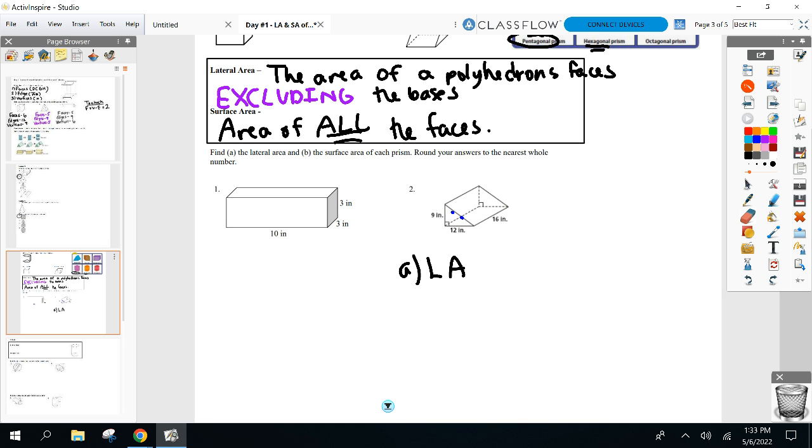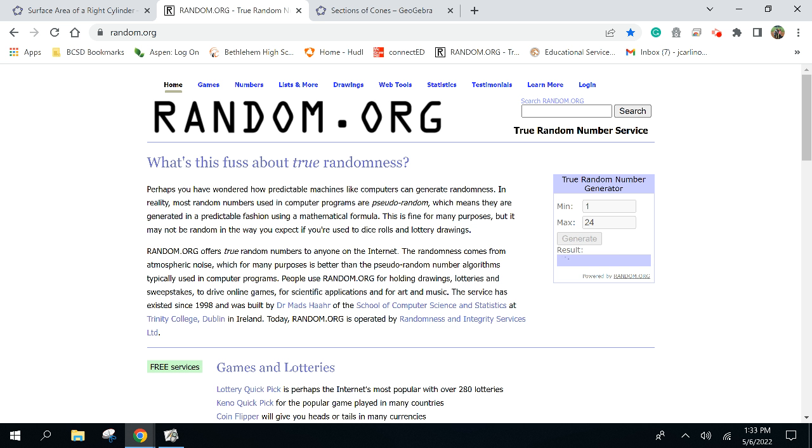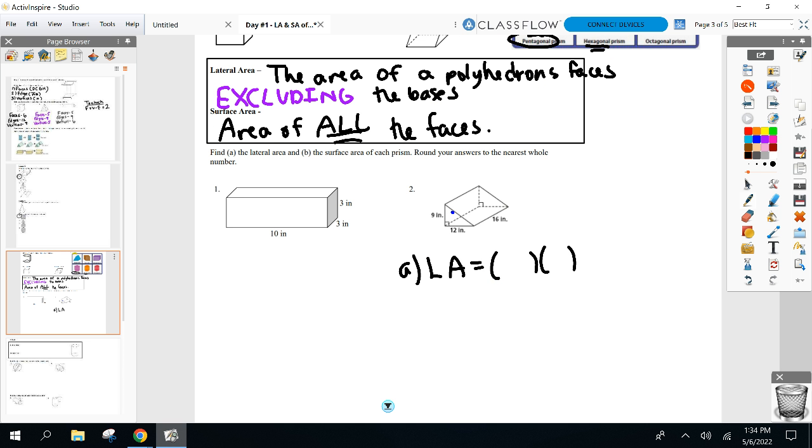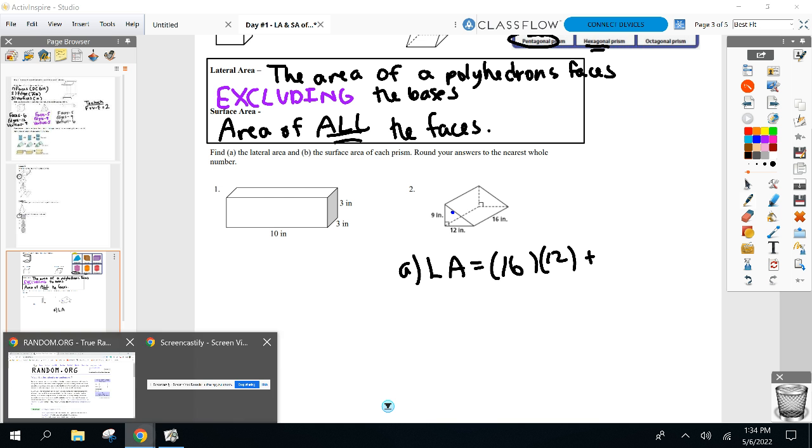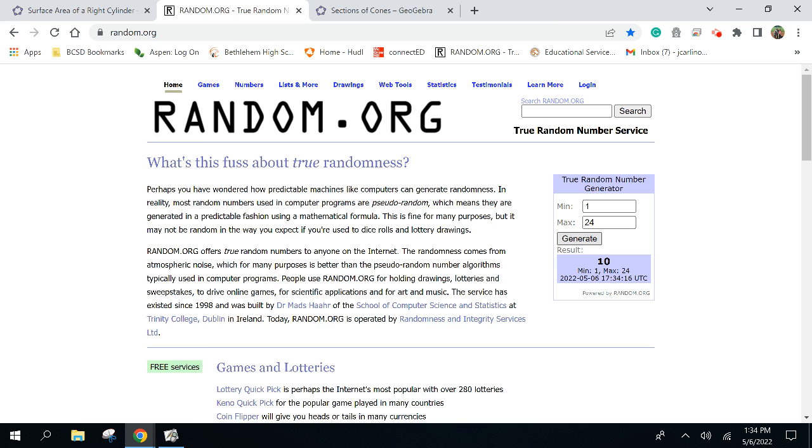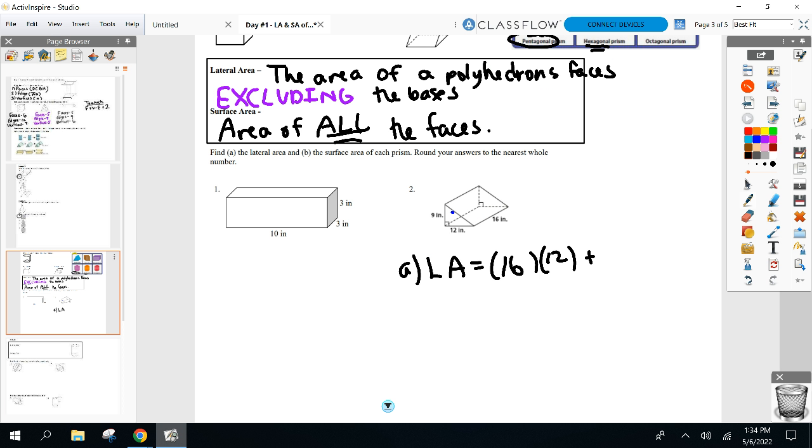What are the dimensions of the bottom rectangle, so I can multiply them? What times what for the bottom one? 16 times 12. Length times width. Good work. How about the rectangle on the left? This one right here. The rectangle on the left, what we're going to have to multiply together, 9 times 16. Yeah, we're working now. Everyone's good? Plus, what about the rectangle on the right?